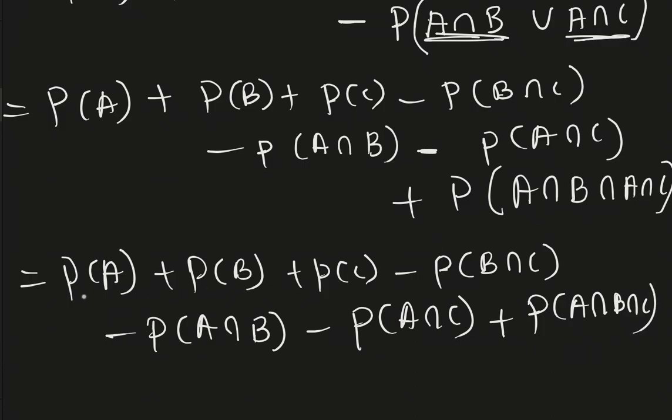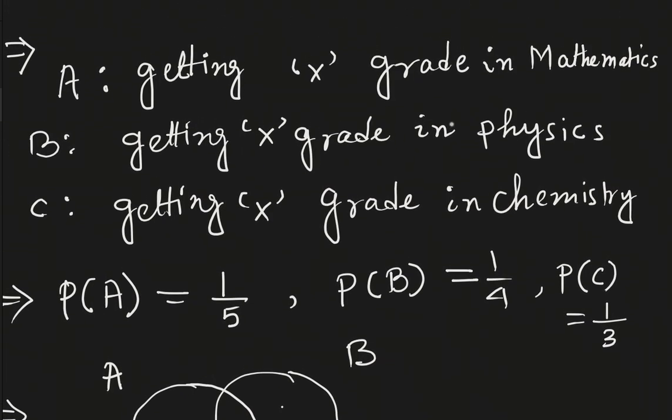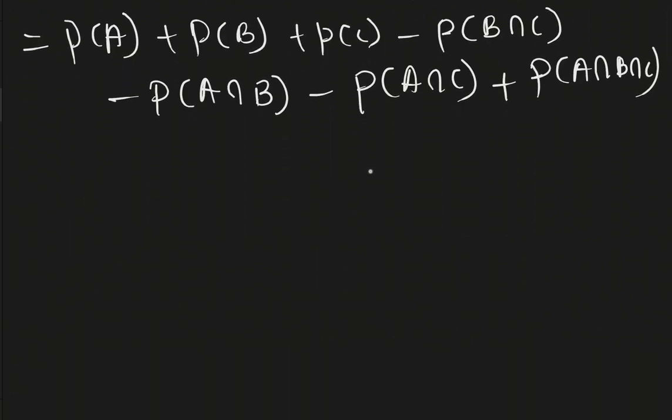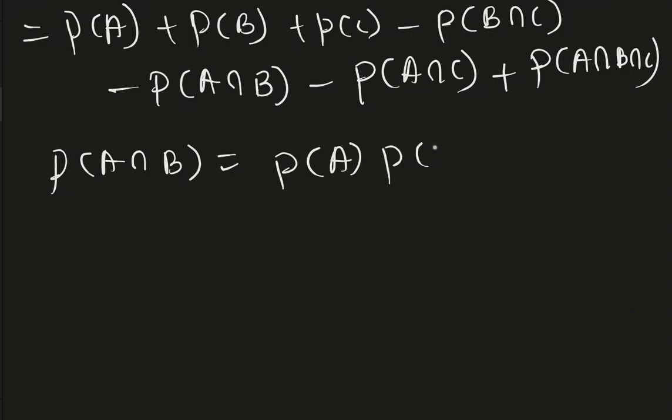So this is the formula. Since all the events are independent, and we know from the rule of independence, P of A intersection B we can write as P of A times P of B.